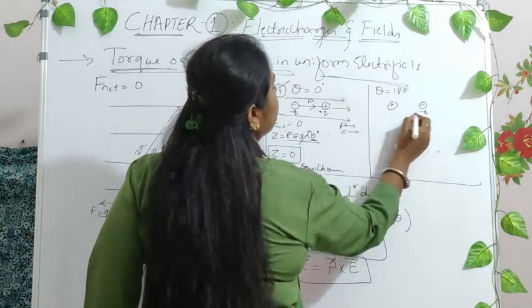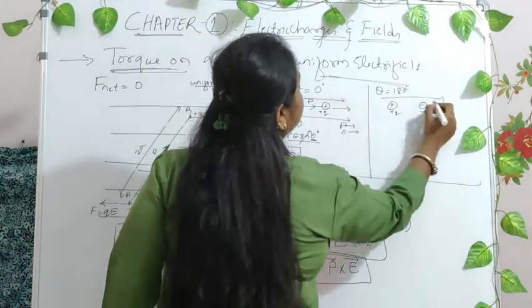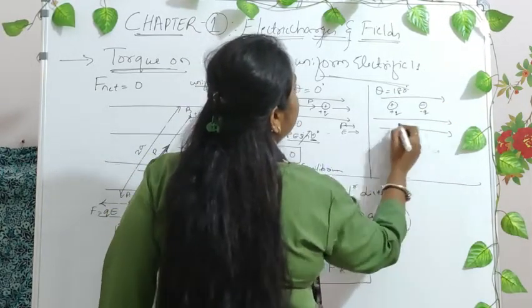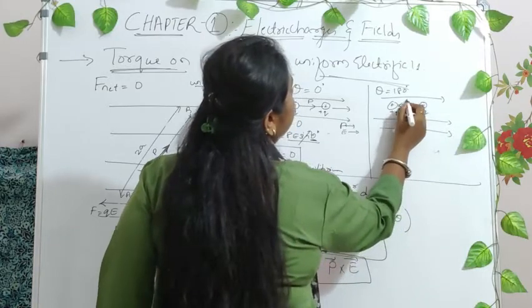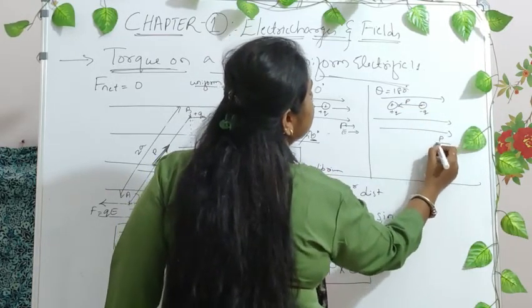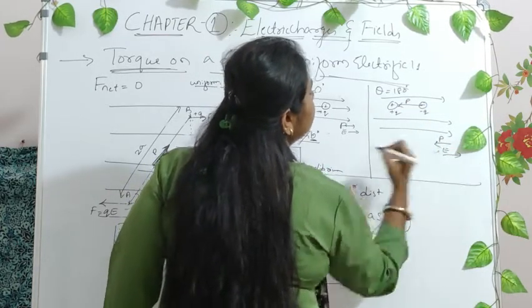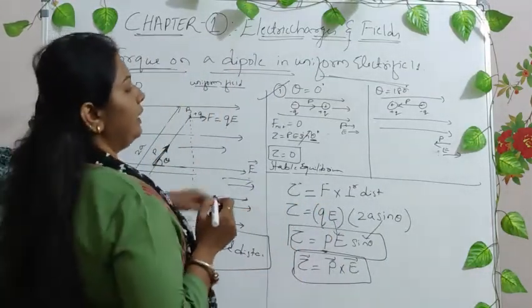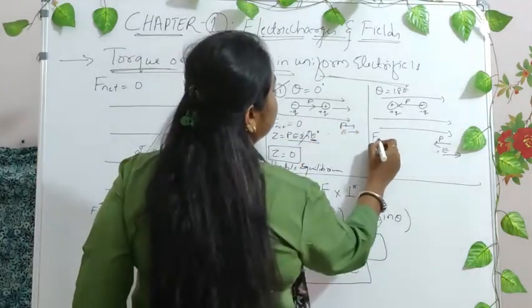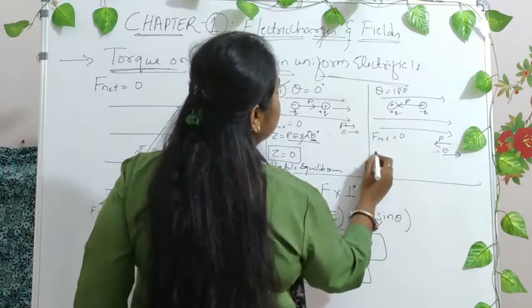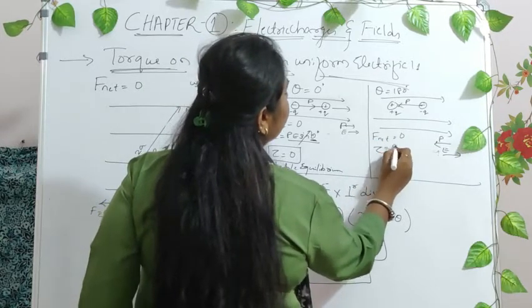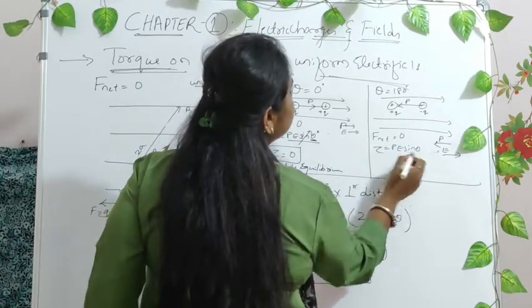Now in the very next condition, you take this as positive, this as negative, right? This is negative charge, this is positive charge. Electric field is in this direction, right? And the dipole will be in this direction, right? Dipole is in this direction, electric field is in this direction, right? And at this particular point, the net force will be equal to 0, and tau is equal to PE sine theta.